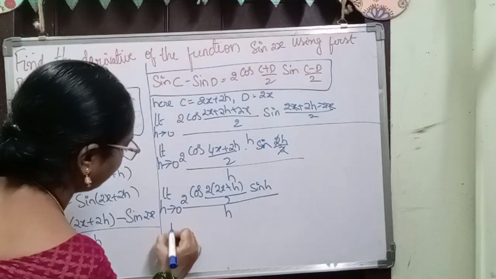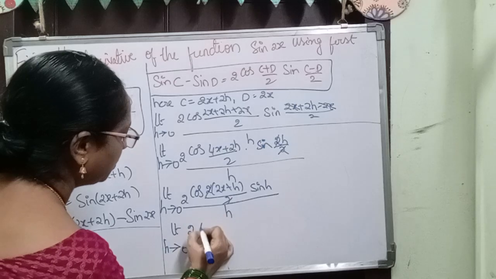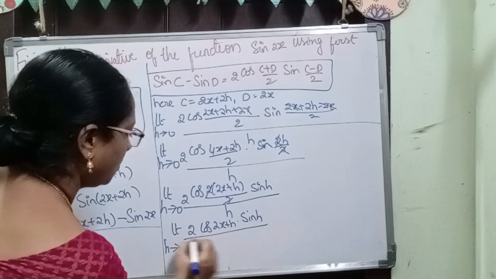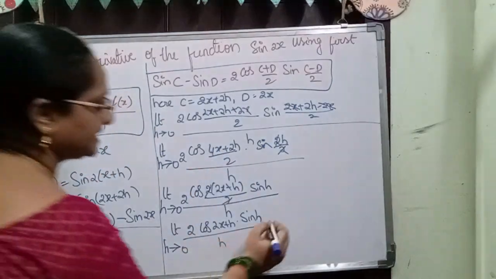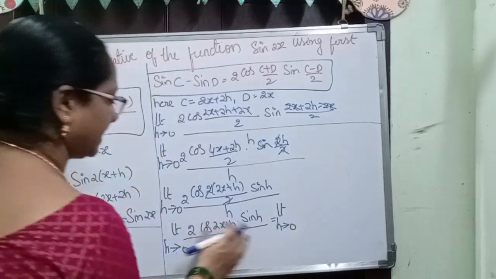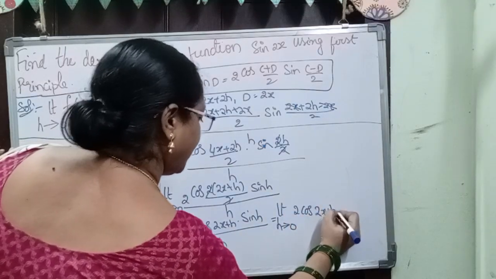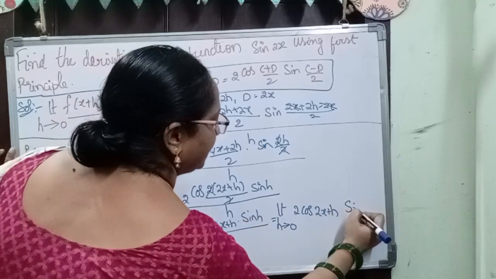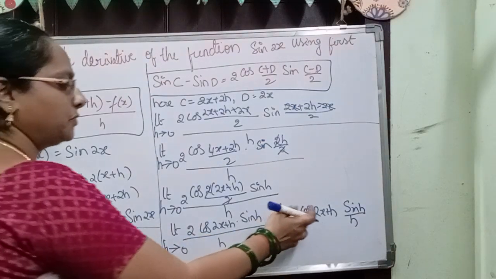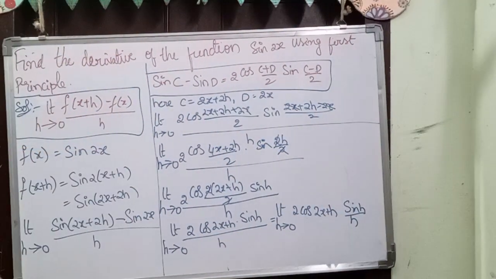So that implies what you will get? Limit h tends to 0, these two cancel, and what is left is 2 cos (2x plus h) into sine h whole by h. We can write this as limit h tends to 0, separating this, 2 cos (2x plus h) times sine h by h. Can we write in this way? Here if you multiply, you will get this h in the denominator also. That's why we separated like this.